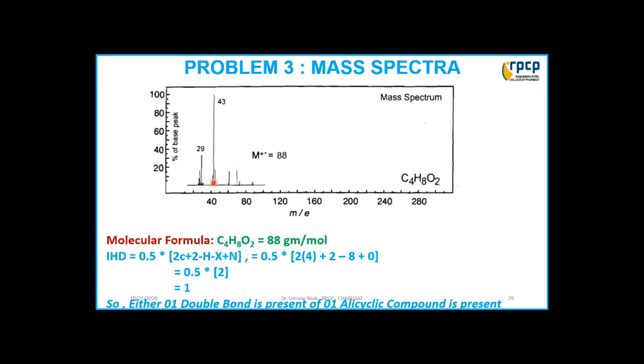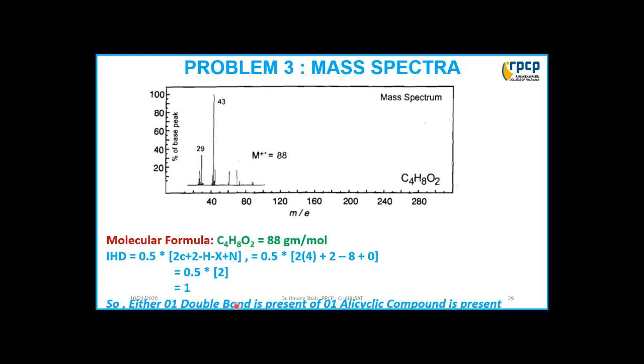Let us take another example. Here, the molecular ion peak appears at 88. The molecular formula is C4H8O2, mass is 88, so we get that from here. If we calculate the index of hydrogen deficiency, it is 1.